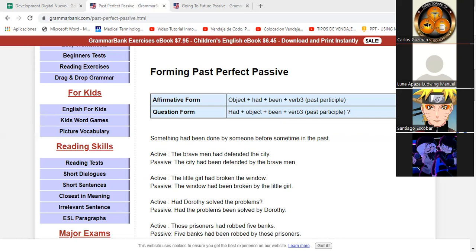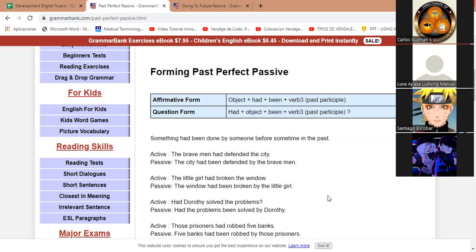Let's go with Ludwig. Can you read the next example, please? Active and passive. Okay, teacher. The little girl had broken the window. The window had been broken by the little girl. Good. The little girl is doing the action, right? Active voice. She had broken the window. And in the passive voice, the window becomes the subject. It's receiving the action by the little girl who broke it, right? So the window had been broken by the little girl. Past perfect, passive, all right?